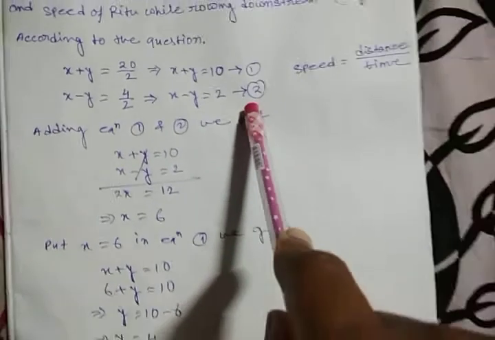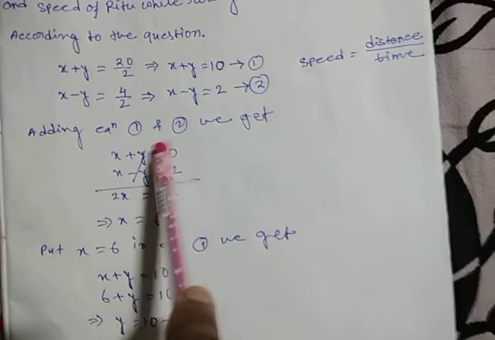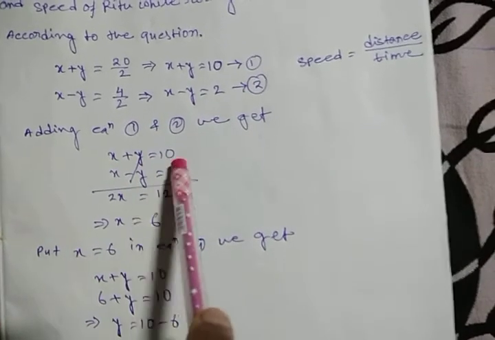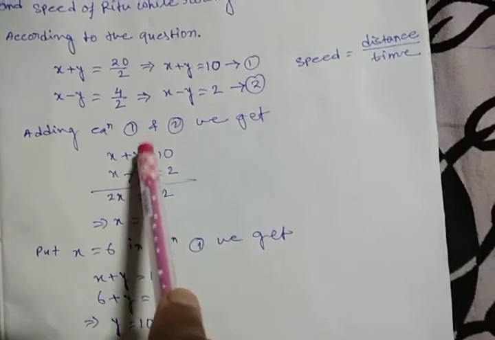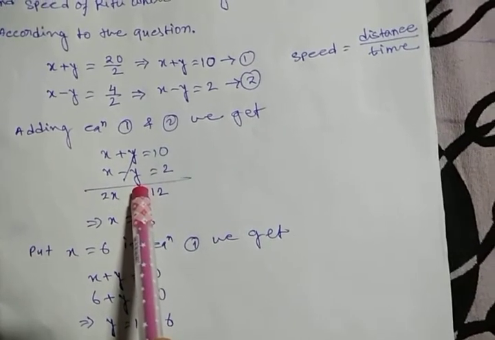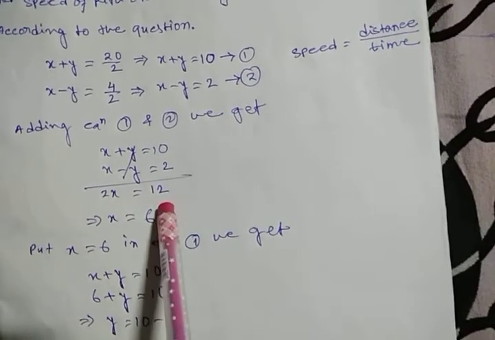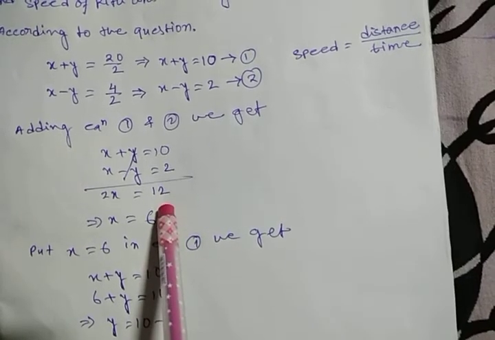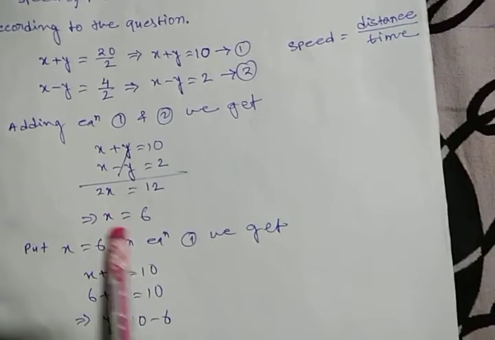Equation number 2. Now, as before when we have solved, we can use any method. So adding equations 1 and 2, we get x plus y equals 10, x minus y equals 2. So plus y and minus y have different signs, so we can cancel. So 2x equals 12. 10 plus 2, 12. So this implies x equals 6.